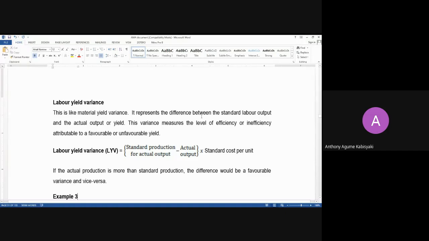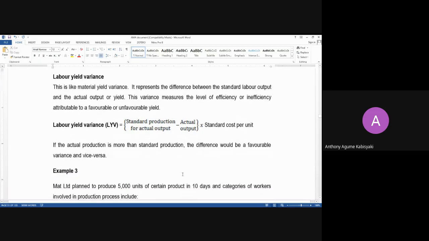Because labor yield represents the difference between the standard labor output and the actual output or yield. And this variance measures the level of efficiency or inefficiency attributable to a favorable or unfavorable yield. So for us to compute the labor yield, we need the standard production for actual output minus actual output, then times the standard cost per unit. If the actual production is more than the standard production, then the difference would be a favorable variance. And vice versa.